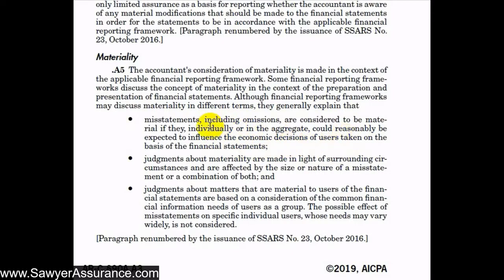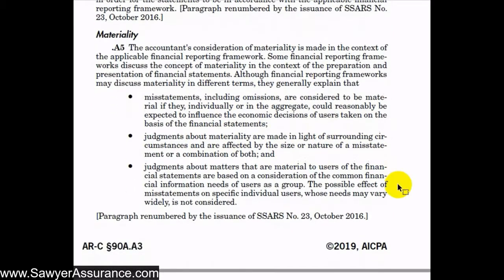There could also be a quality basis in what might be considered material to a user of a financial statement if he had known about the misstatement, or if that account balance or disclosure had been different. And that's described here where it says that judgments about materiality are made in light of the size or nature of the misstatement. So not only the quantity, but the quality of the misstatement as well.